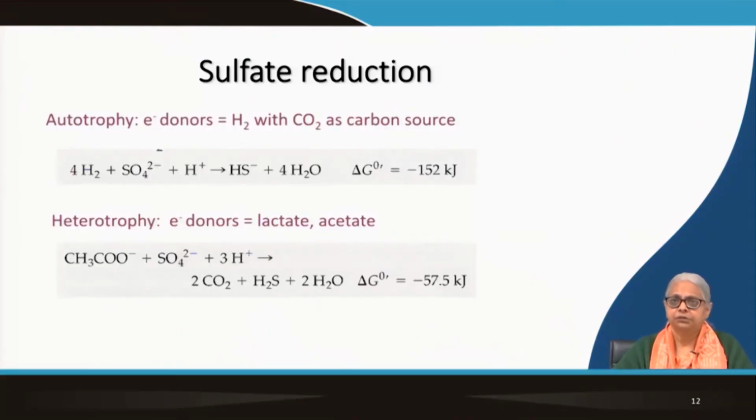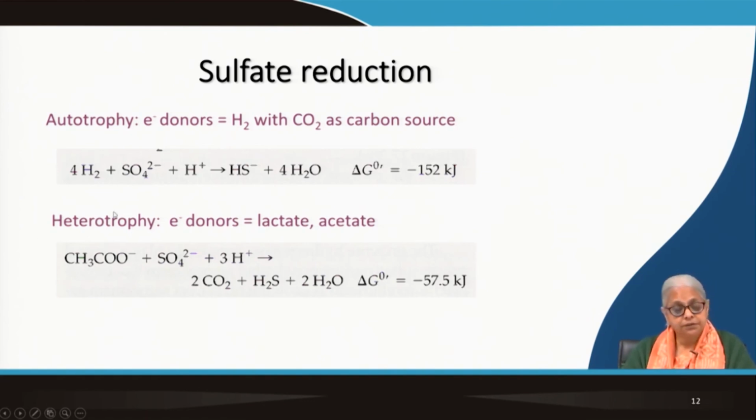Let's come to sulfate reduction. So like I said, sulfate reduction by itself does not yield any energy. It has to be combined with the right electron donor. Now, if it's an autotrophic organism, the right electron donor can be hydrogen and CO2 can be the carbon source. So in this case, hydrogen plus sulfate plus protons will give you sulfide plus water, and the net delta G0 for this reaction is minus 152 kilojoules per electron equivalent, and that is sufficient for the organism to survive.